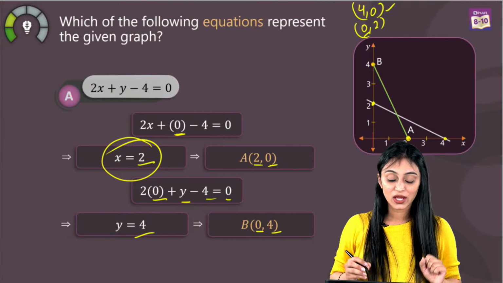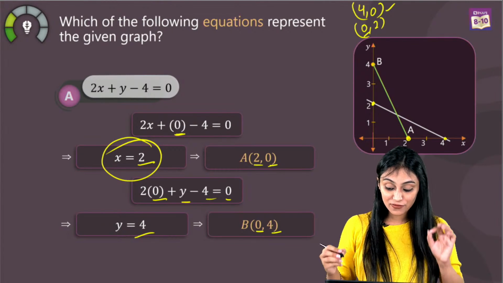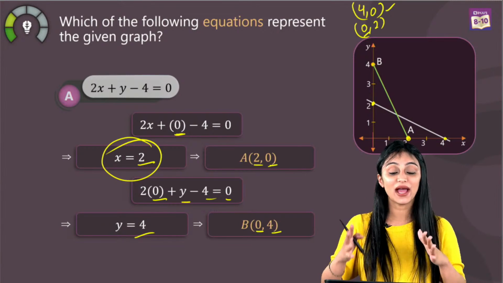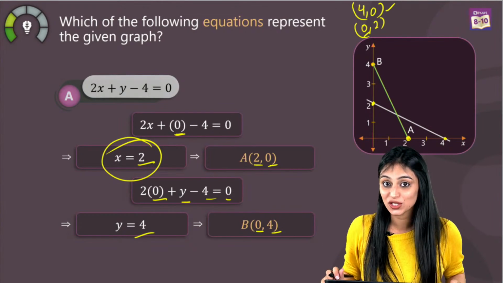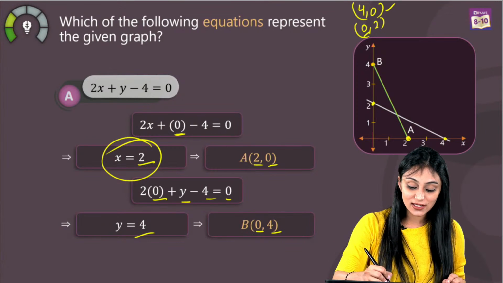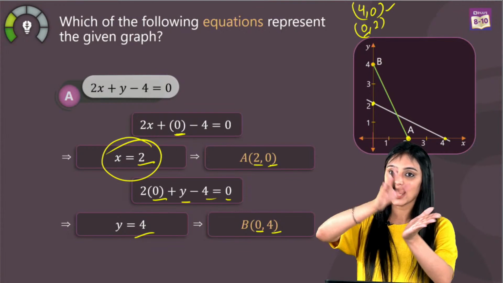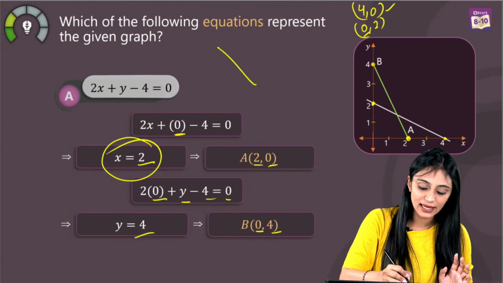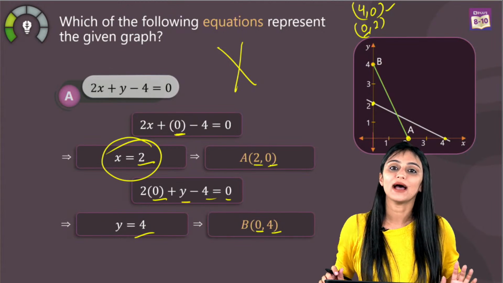Now let's join them. So what we see here is that the given graph does not match with the actual graph of the question, right? So here they are actually not overlapping with each other. So this definitely can't be our answer.